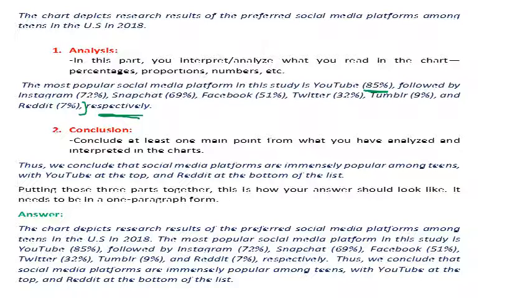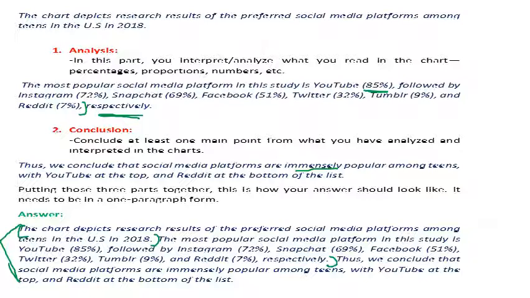Of course, we conclude that with these huge percentages, first of all, it means that social media platforms are immensely popular among teens, with YouTube at the top and Reddit at the bottom. Now, the answer needs to be in one single paragraph. You begin with the topic sentence. The chart depicts research results, etc. until 2018. Your analysis with the percentages.